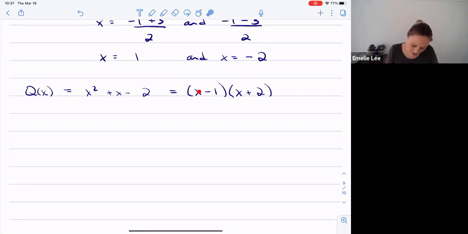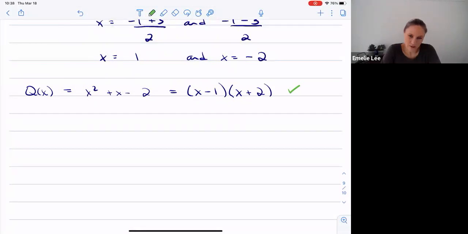Let's just double check here. So x times x is x squared. X times 2 is 2x, but then minus x puts me at 1x. And then negative 1 times 2 puts me at negative 2. So it checks out as well. Great.